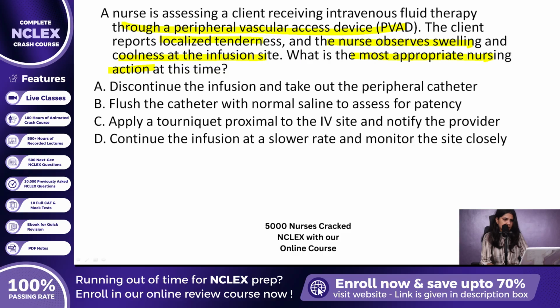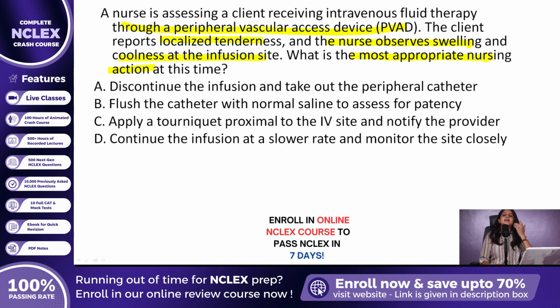Continue the infusion at a slower rate and monitor the site closely. These symptoms are pointing toward a common intravenous therapy complication. So the question becomes, what should the nurse do first? The correct answer is option A, discontinue the infusion and take out the peripheral catheter.